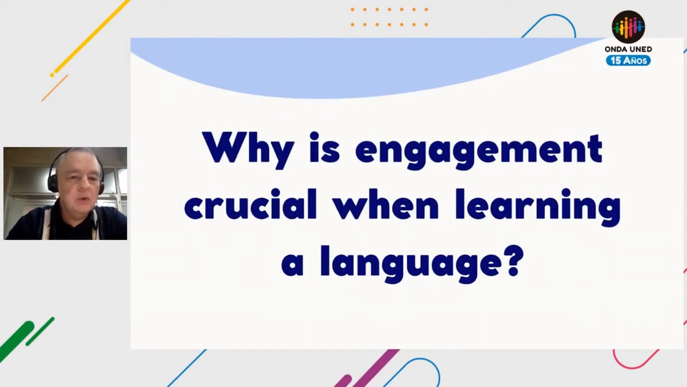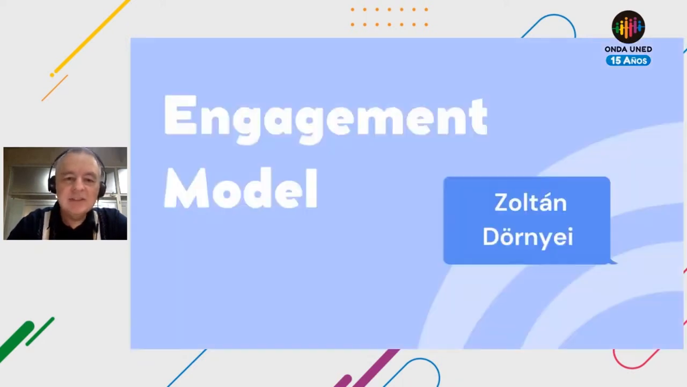And if we ask ourselves, and this may seem obvious to us, but it's still worth discussing it: why is engagement crucial when learning a language? When we're learning a language, you really need to be engaged and involved, because one of the objectives is to internalize things. You need to make connections. You need to make active connections. You need to reflect. So you're not just drilling things, you're not just repeating. You really need to be involved mentally. Okay, so let's take a look at the engagement model that this author proposes.